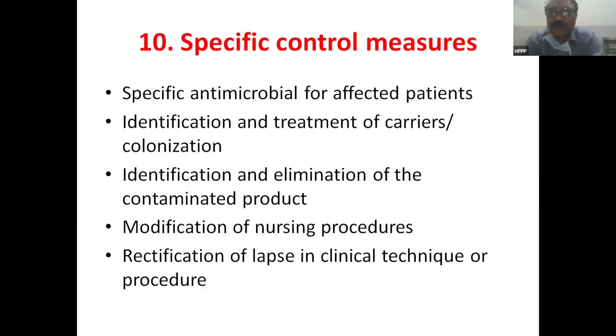About specific control measures. Depending on the recommendation by this investigating team, one can use certain measures. So specific antimicrobials for affected patients based on your culture reports, identification and treatment of carriers and colonization, identification and elimination of contaminated products, modification of nursing procedures, rectification of lapses in clinical techniques or procedures. So these are many recommendations that come from this investigating team, and one has to adopt and follow these.